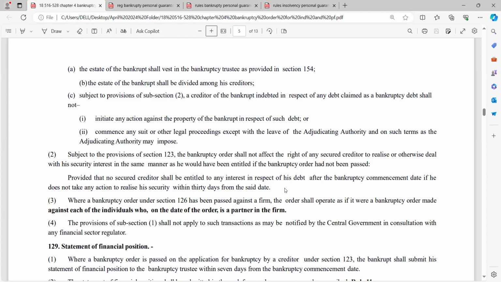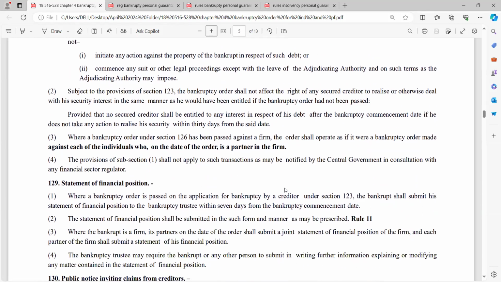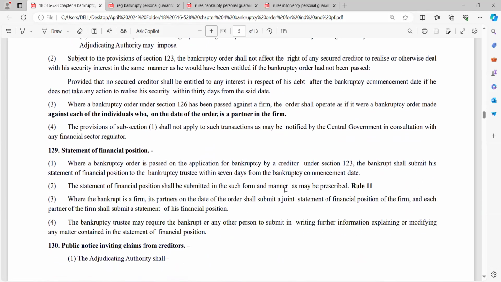That is the meaning. Where a bankruptcy order under section 126 has been passed against a firm, the order shall operate as if it were a bankruptcy order made against each of the individuals who on the date of the order is a partner in the firm. Take it. The provisions of subsection 1 shall not apply to such transactions as may be notified.